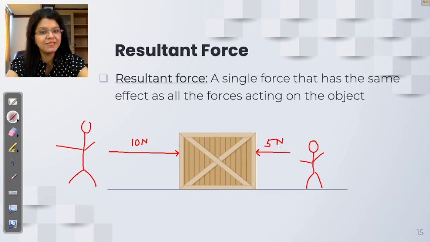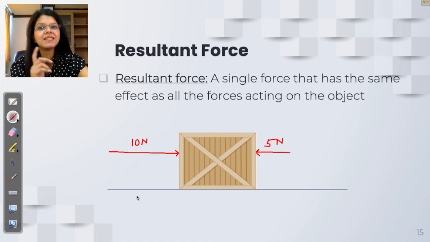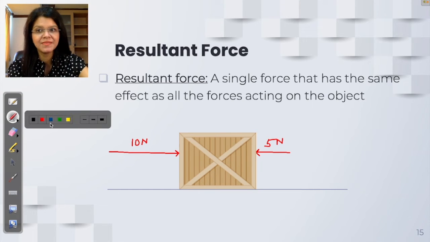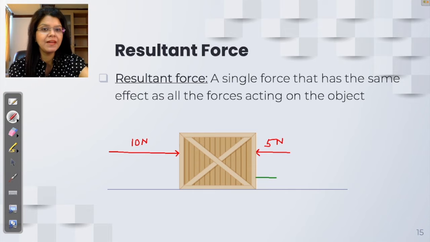So what is the resultant force? Think about it, because the forces are in the opposite direction, the resultant force is 5 newtons. How do you get the resultant? You subtract the forces, right? Because they are in the opposite direction. Ultimately, the box will move, right? But in which direction will the box move? The box will move in the direction of the bigger force. So this is your resultant force. How do you get it? 10 minus 5, which is 5 newtons.